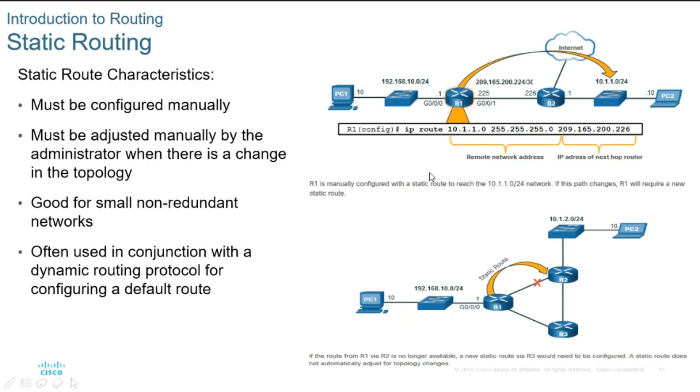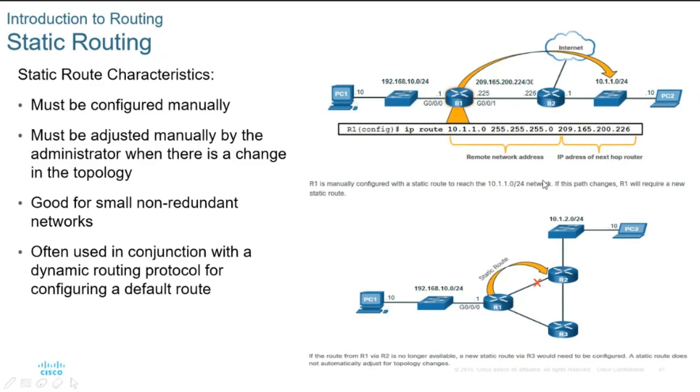For example, our R1 is manually configured with the static route to reach the 10.1.1.0/24 network. So this is the configuration, this is the command. We put in the IP address, and then also the IP address of the next hop router.